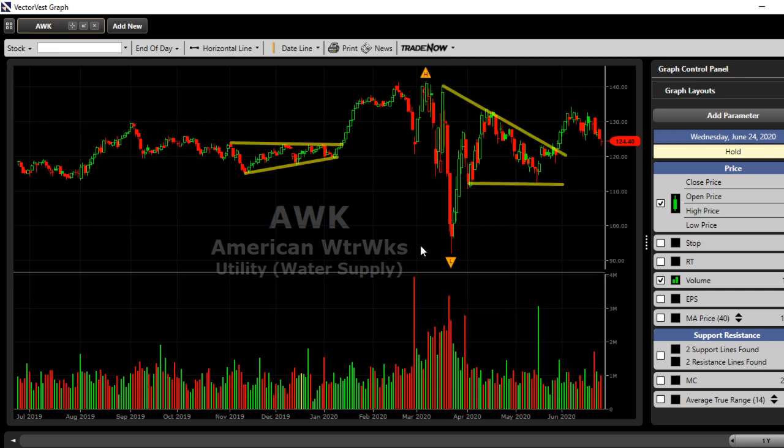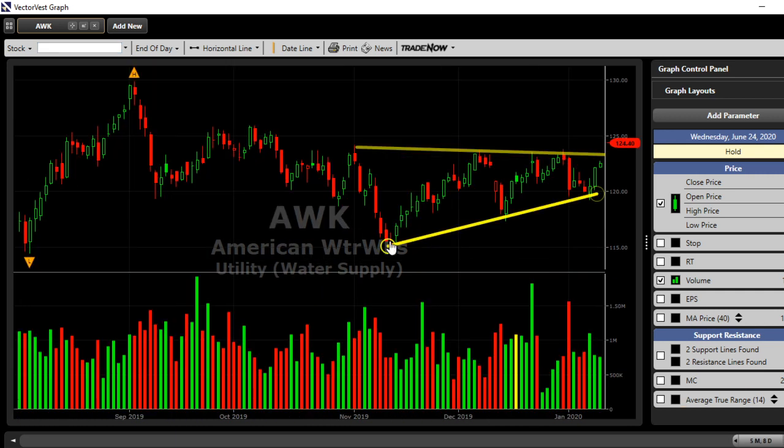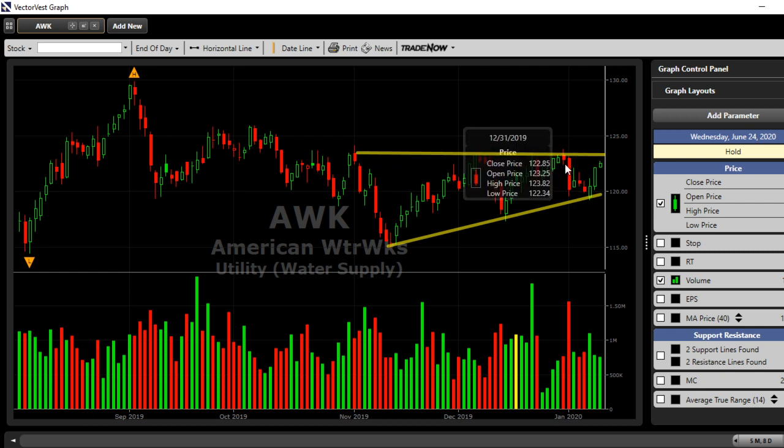Okay? And the last one we'll look at right here is AWK. Now this is an ascending triangle. It's an ascending triangle because you have a level of resistance here, right? A level at which sellers are pushing the price lower. They're resisting it from rising any further. However, you have higher lows, don't you?